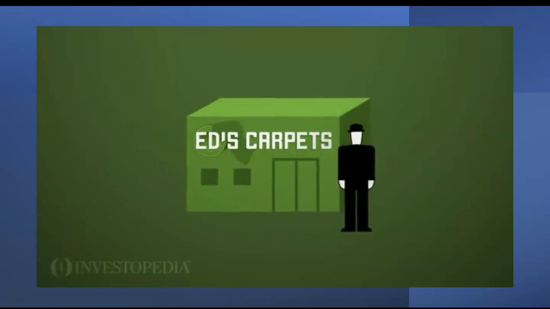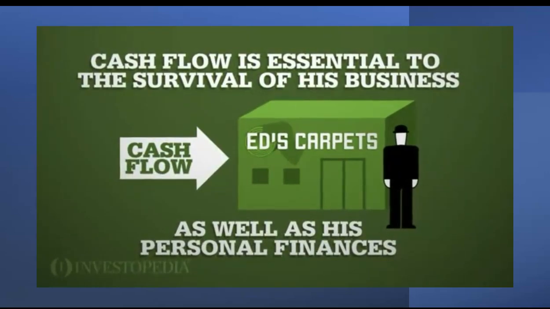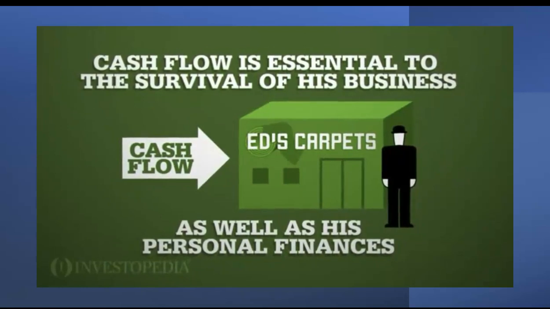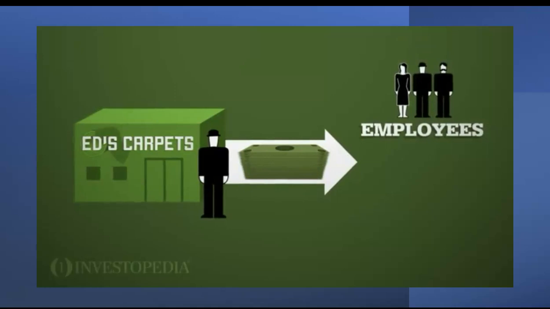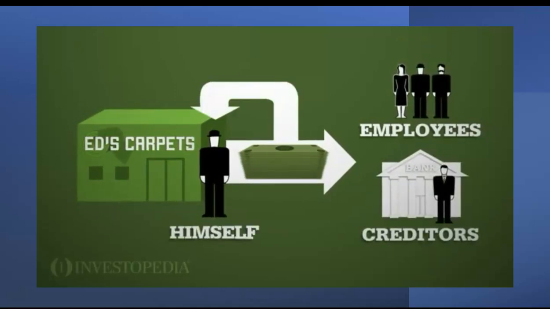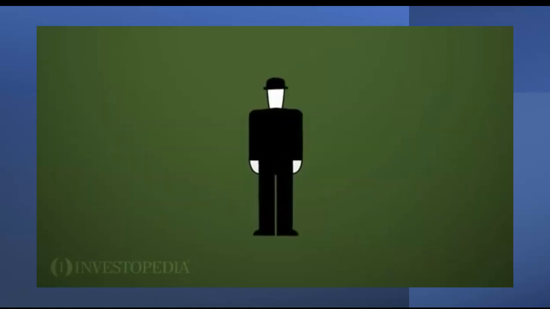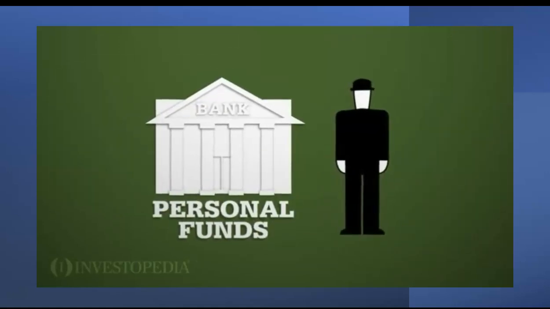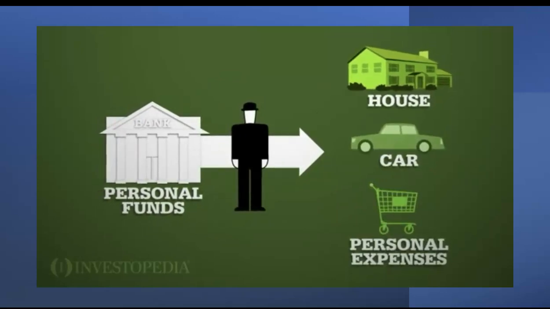Ed makes his living running Ed's Carpets. For Ed, cash flow is essential to the survival of his business, as well as his personal finances. Having ample cash on hand ensures that Ed can pay his employees, his creditors, and himself on time, keeping the business afloat. The same goes for Ed. He needs enough cash in his personal bank account to pay for his house, his car, and other personal expenses.